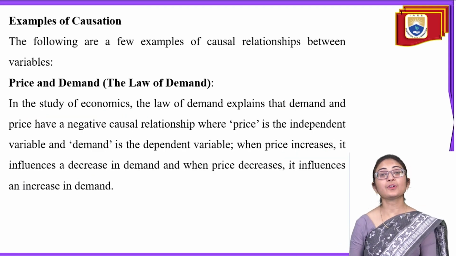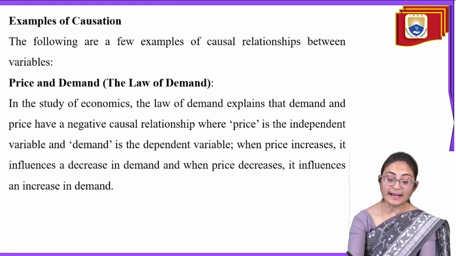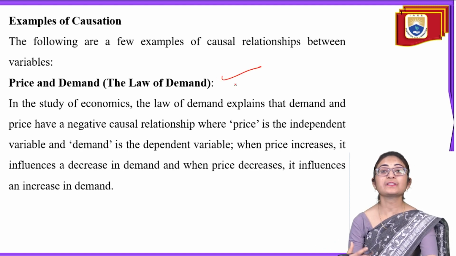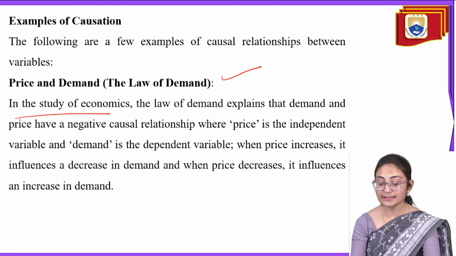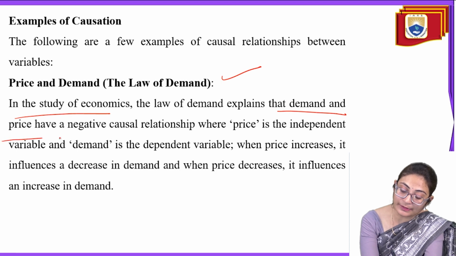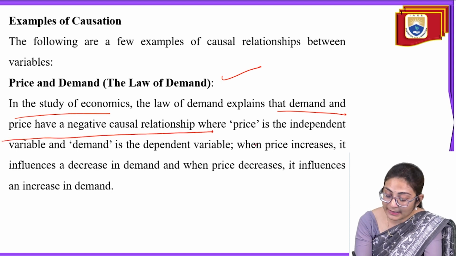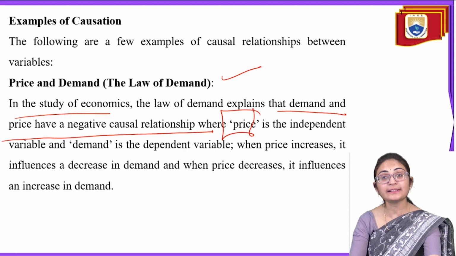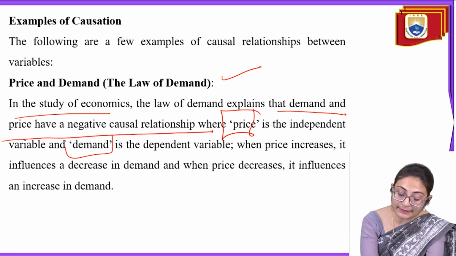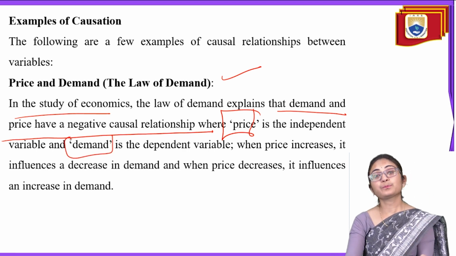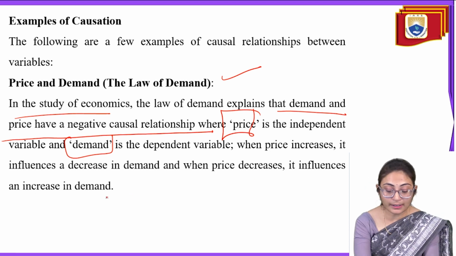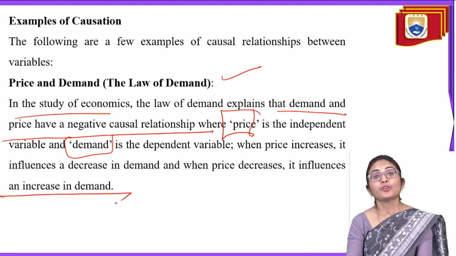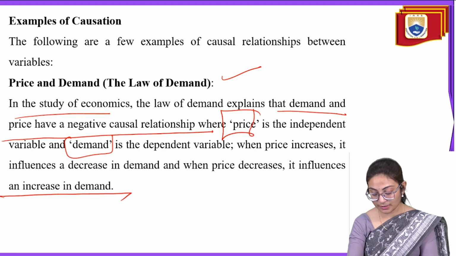Then there are some examples of causation. First one is price and demand. That means we are using the law of demand. In the study of economics, the law of demand explains that demand and price have a negative causal relationship, where price is the independent variable and demand is the dependent variable. When price increases, it influences a decrease in demand, and when price is decreasing, demand is increasing. So both are affecting each other.